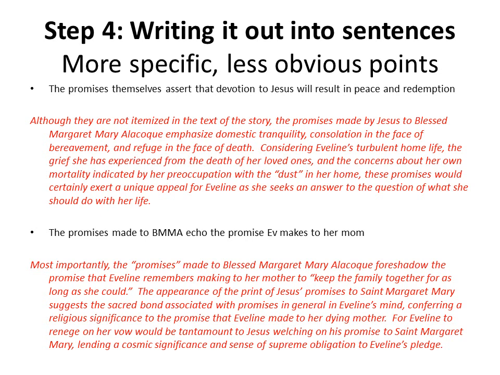And so this is my explanation of that point. Most importantly, the promises made to Blessed Margaret Mary Alacoque foreshadow the promise that Eveline remembers making to her mother to, quote, "keep the family together for as long as she could," end quote. The appearance of the print of Jesus' promises to St. Margaret Mary suggests the sacred bond associated with promises in general in Eveline's mind, conferring a religious significance to the promise that Eveline made to her dying mother. For Eveline to renege on her vow would be tantamount to Jesus welching on his promise to St. Margaret Mary, lending a cosmic significance and a sense of supreme obligation to Eveline's pledge.